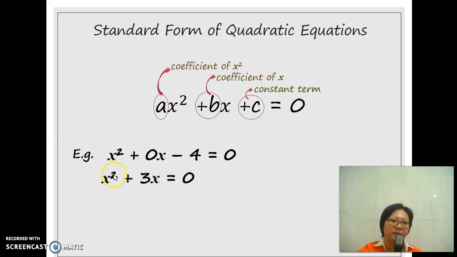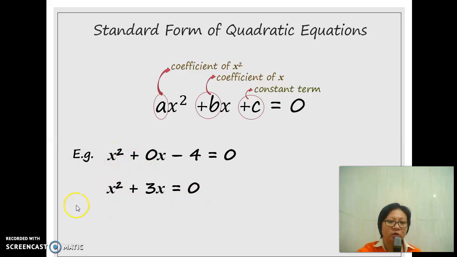The same, for example, x squared plus 3x equals 0. To use the quadratic formula, we need to change this quadratic equation into standard form. So we need to use the value of 0 to represent the constant term. So x squared plus 3x plus 0 equals 0. So the value of c is equal to 0. Now we can use the quadratic formula after we change the quadratic equations into standard form.